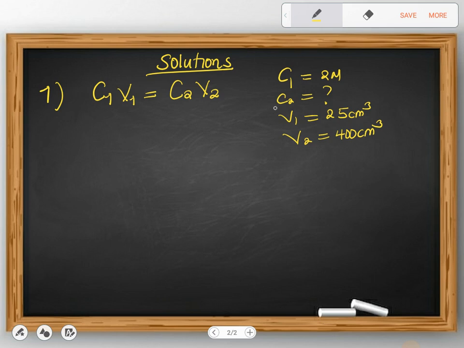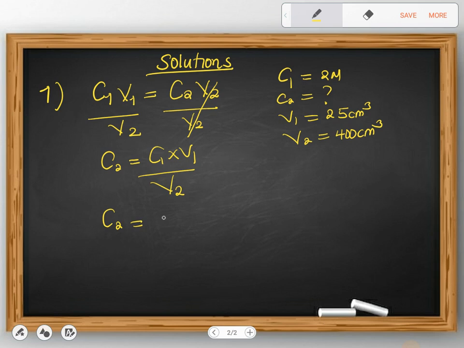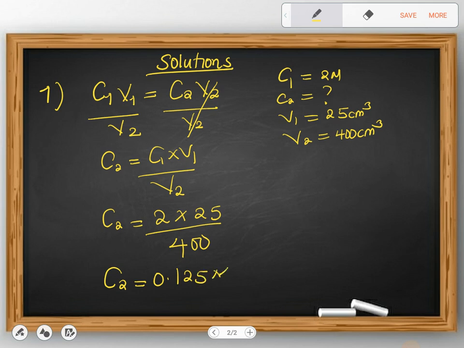If I make C2 the subject of the formula, I just have to divide by V2 on both sides. We get C2 equal to C1 multiplied by V1 over V2. C1 is 2, V1 is 25, V2 is 400. The only thing is getting your calculator and punching, that's all. That is 50 over 400, which is 0.125. So the final concentration is 0.125 molar.